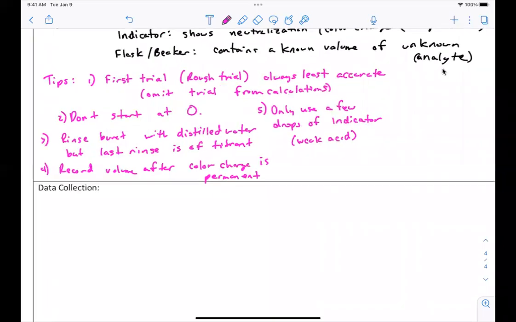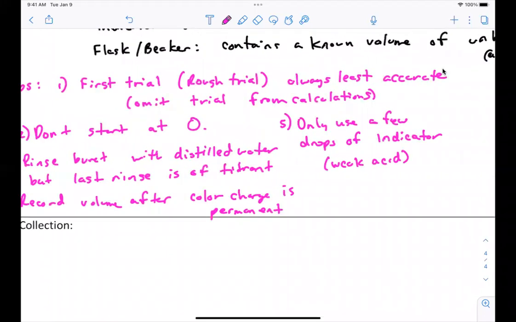So only use 2 or 3 drops. That's plenty for you to observe a color change. Okay. So only use a couple of drops of indicator. That'll be plenty to show the entire solution change in color because you don't want it to interfere.